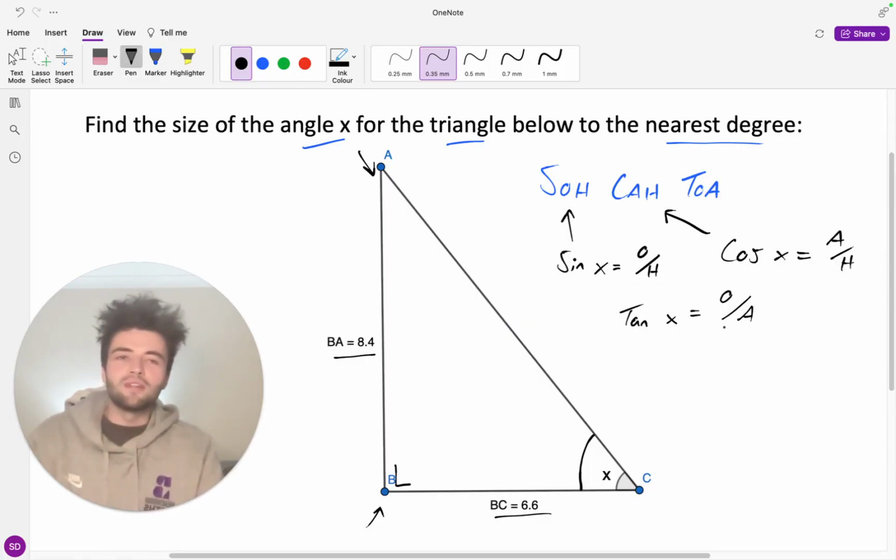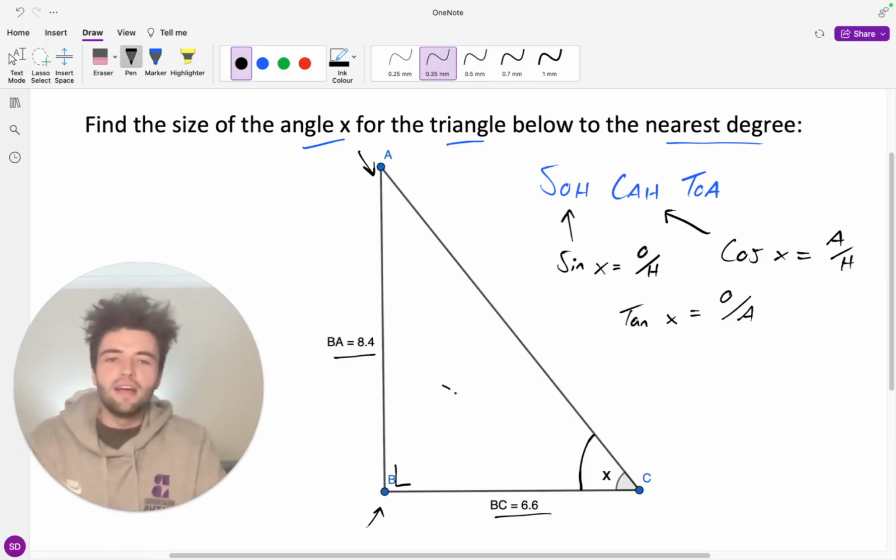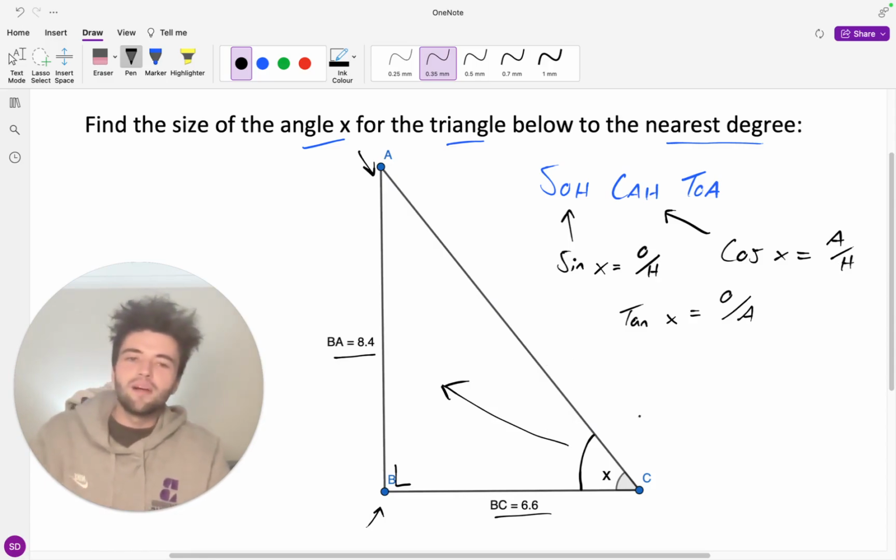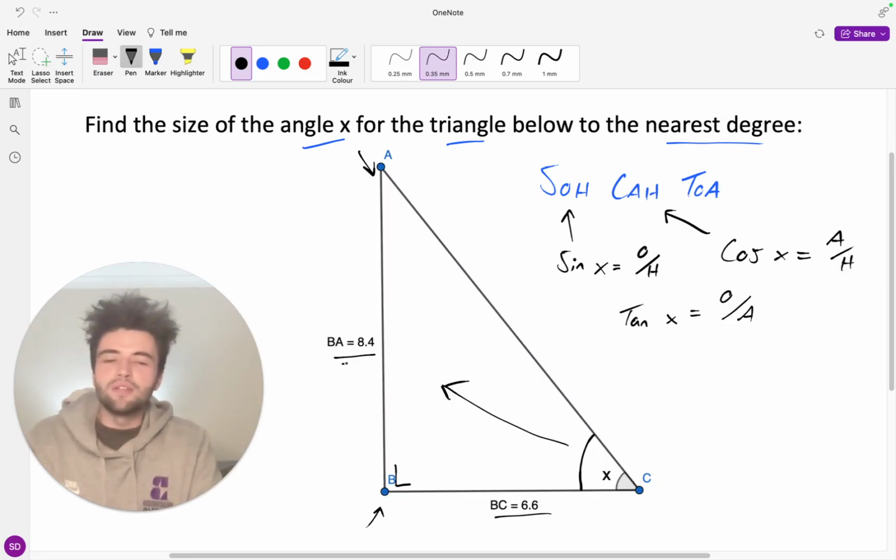And so now our job is to figure out which sides we're given in the question. I always like to start with the side opposite the angle, because you can just draw an arrow straight across, and you can see that the side opposite the angle x is this side BA, which is 8.4, so that is going to be our opposite, and we know that length.